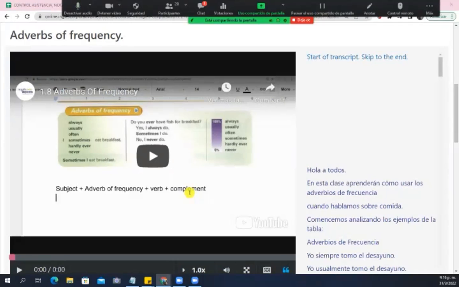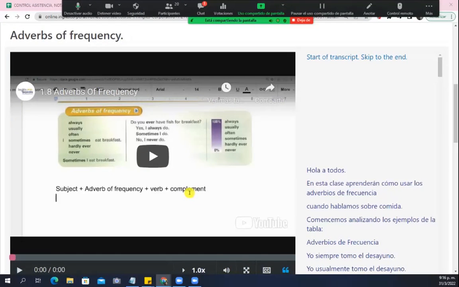Ahí está, mira. Subject, I. El adverb of frequency va en segundo lugar, no va de último. Vas a decir, I often, I never, I usually. ¿Y después qué va? Va el verbo, la actividad que yo estoy diciendo en la pregunta. Ojo, attention, listen to me. How often do you eat pupusas? Guys, how often do you eat pupusas?